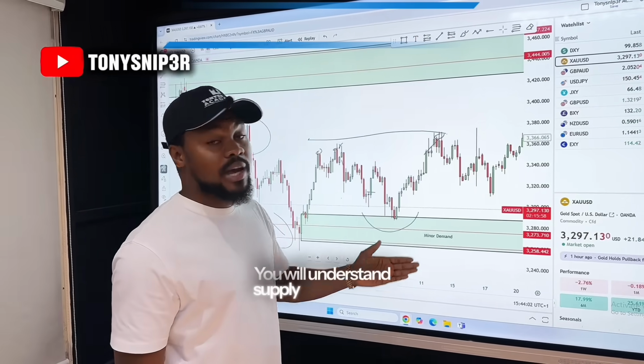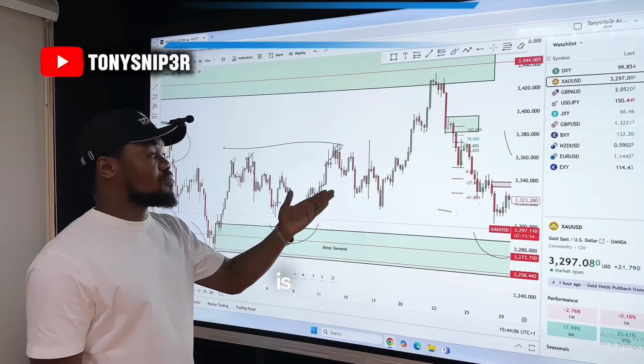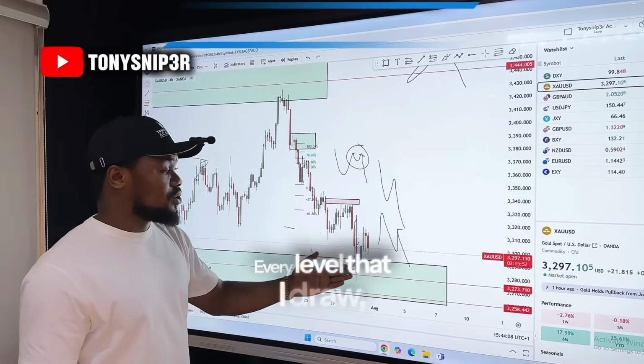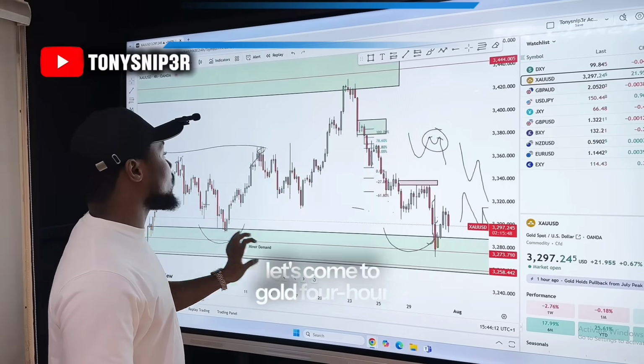You understand supply and demand, and you learn to catch trades like a sniper. You can actually see how the market is moving. Every level that I draw, the markets always respect those levels. Do you understand? Now let's come to gold 4-hour time frame.